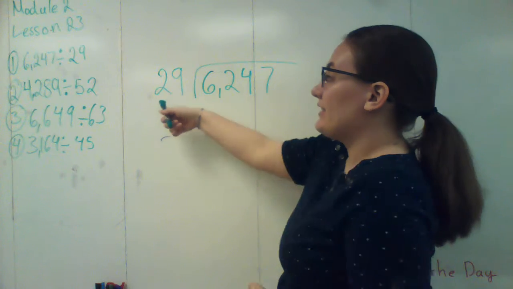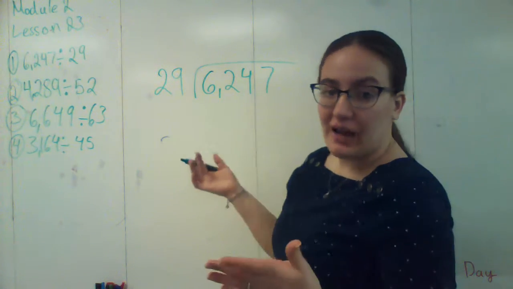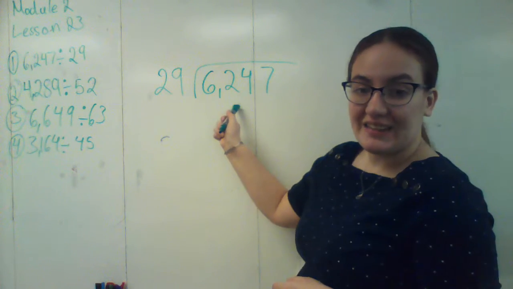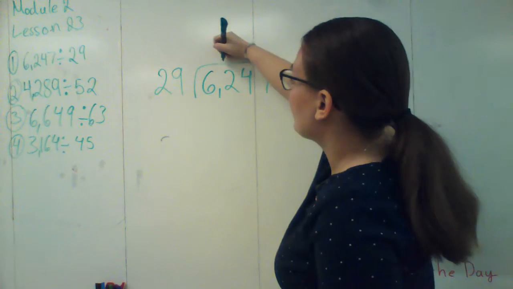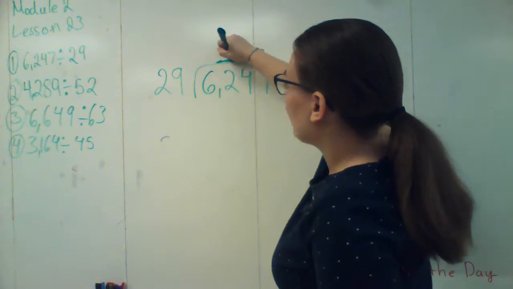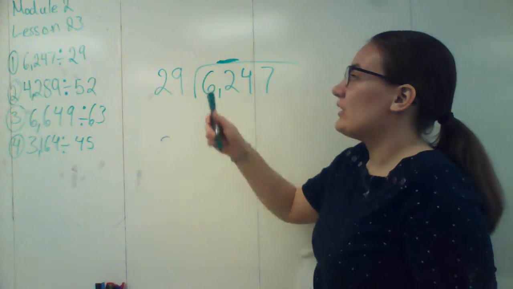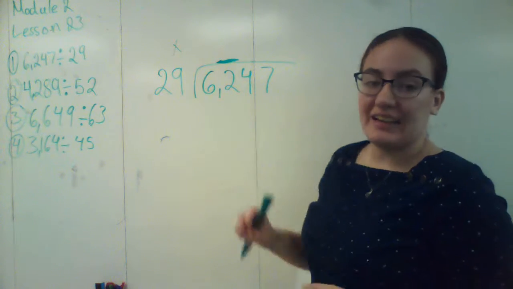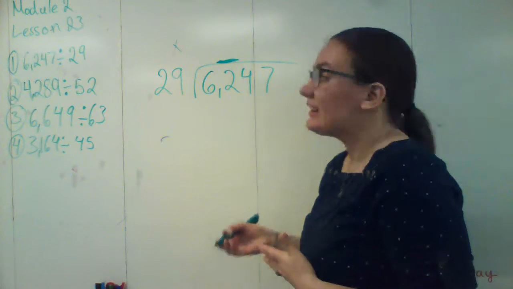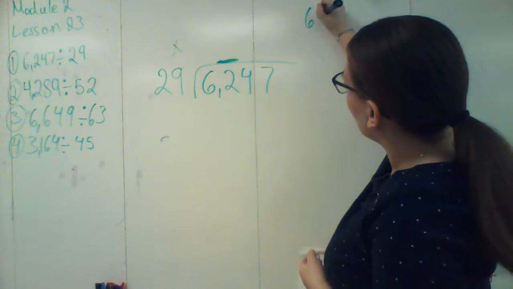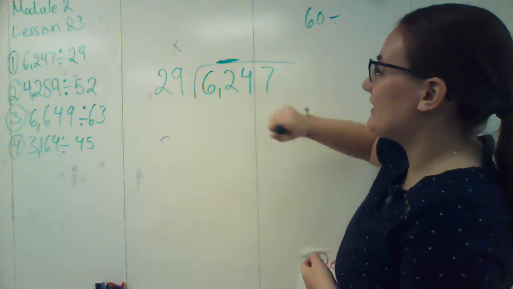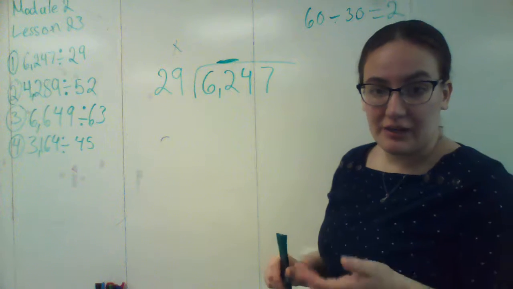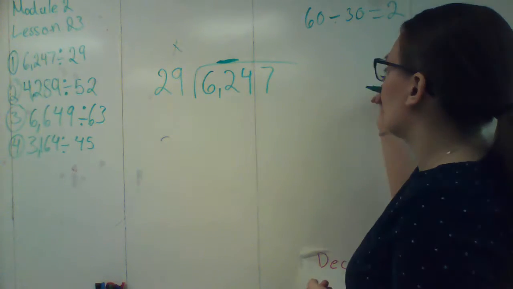My first step is I'm going to see, can 29 go into 6? Obviously, no, that can't, so I move on to the next step. Can 29 go into 62? Yes, 29 can go into 62. So I'm thinking, what would I multiply 29 by to get to 62? If I were to estimate, I could round this to 60 and that to 30. And I know that 60 divided by 30 is 2. So I'm going to try 2.